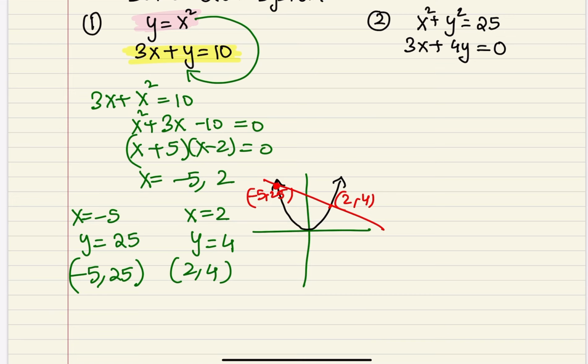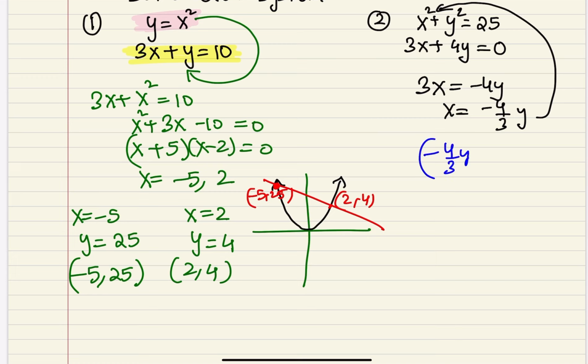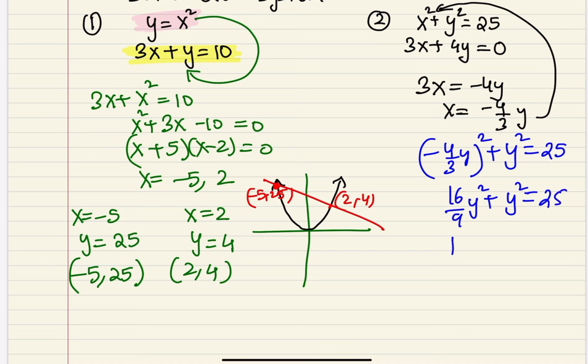We can isolate x from the second equation. So 3x equals negative 4y, x equals negative 4/3 y, and replace the x in the first equation with this value of x. So (negative 4/3 y) squared plus y squared equals 25. Leaves me with 16/9 y squared plus y squared equals 25. Let's go ahead and clean it up. We can multiply the entire equation by 9.